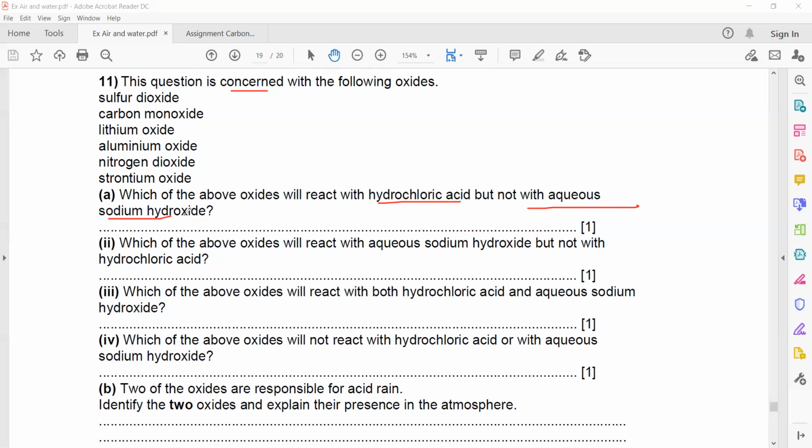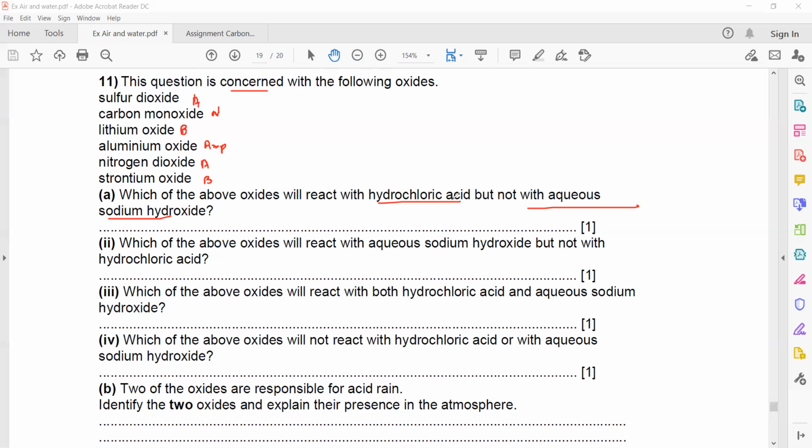So we need a basic oxide. Sulfur dioxide is an acidic oxide because it's a non-metal oxide. Carbon monoxide is a neutral oxide. Lithium oxide is a metal oxide, or basic oxide. Aluminium oxide is amphoteric, can react with both acid and alkali. Oxides of nitrogen are also acidic oxides, can react with base. And strontium oxide, a metal oxide, is also a basic oxide. Basic oxide can react with acid only.